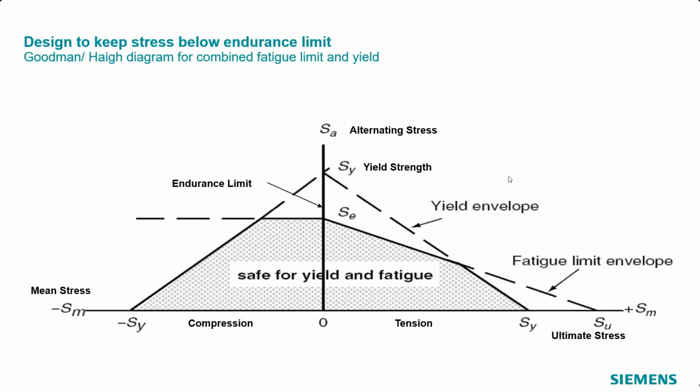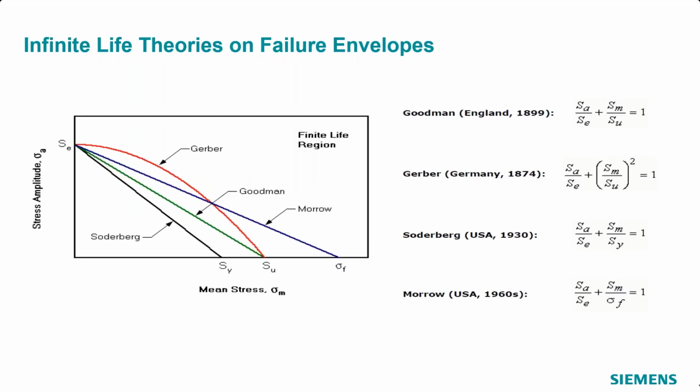Here brings it all together. There are different correction types, different theories. We talked about this Goodman line, so from the endurance limit to the ultimate strength on the mean axis. But there's other lines as well that can be drawn.